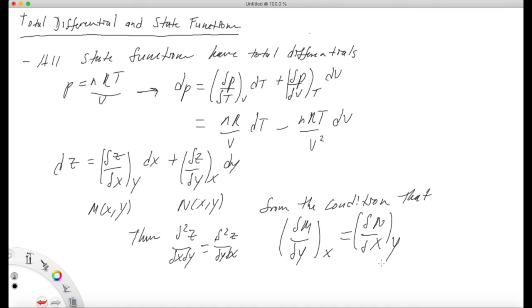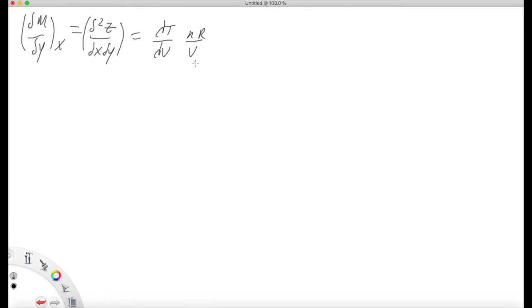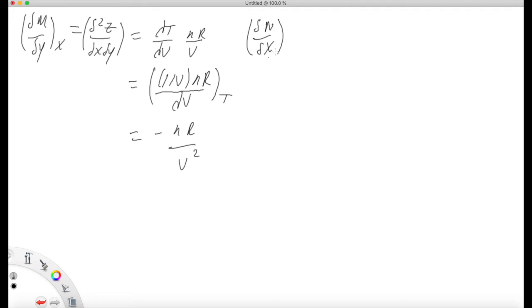And the way we're going to do that is we're going to see if the partial of M with respect to y at constant x is equal to the partial of N with respect to x at constant y. We have to check that. So down near the bottom left, we're going to write the partial of M with respect to y at constant x, and then we're going to get dT over dV, and then we're multiplying that by nR over V. Okay, and what we end up getting when we take this derivative here, when we take the derivative dT dV, we're going to end up with negative nR over V squared.